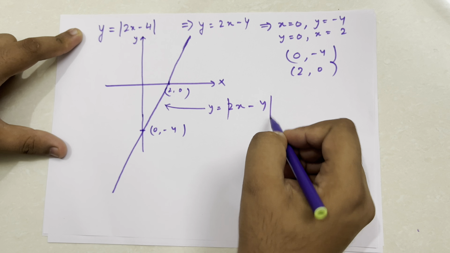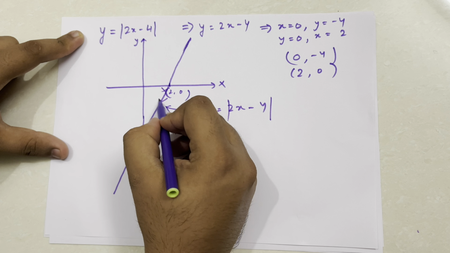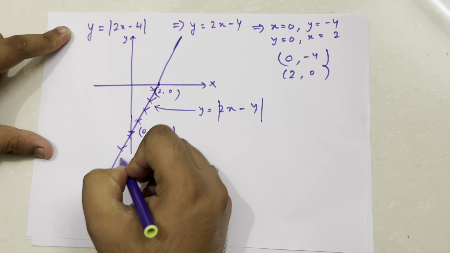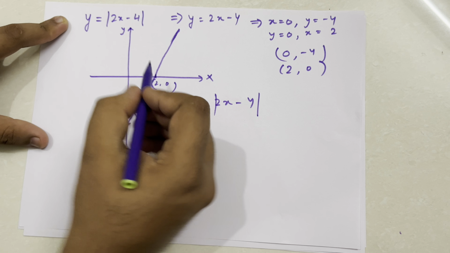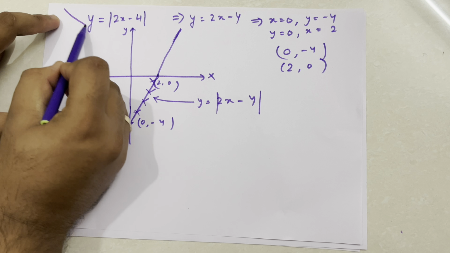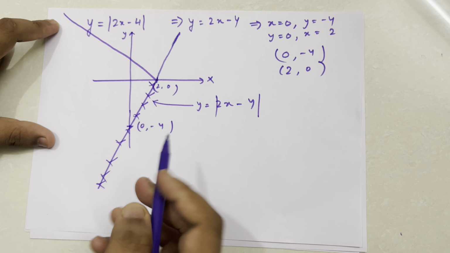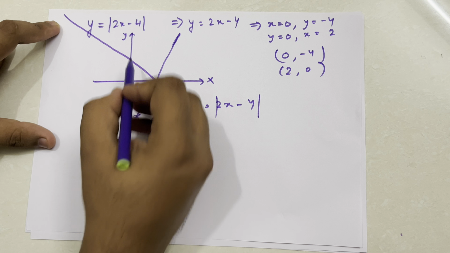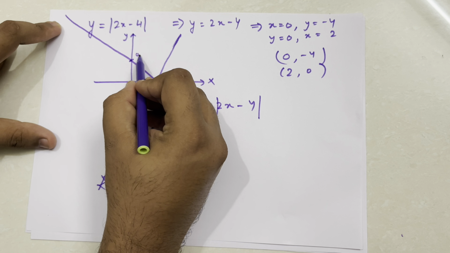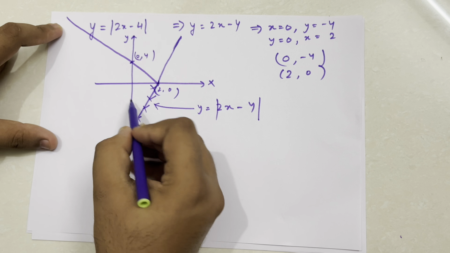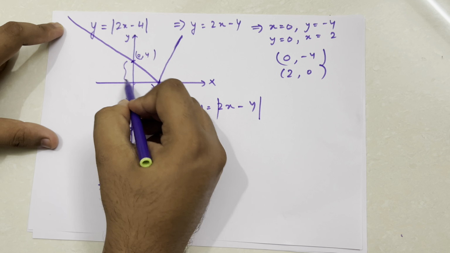Now I apply mod, what will happen? You need to omit this part, and this part will become the mirror image. So where was it cutting? At minus 4. So this point will be how much? 0 comma 4. So this is the mirror image. So this distance will be equal to this distance.